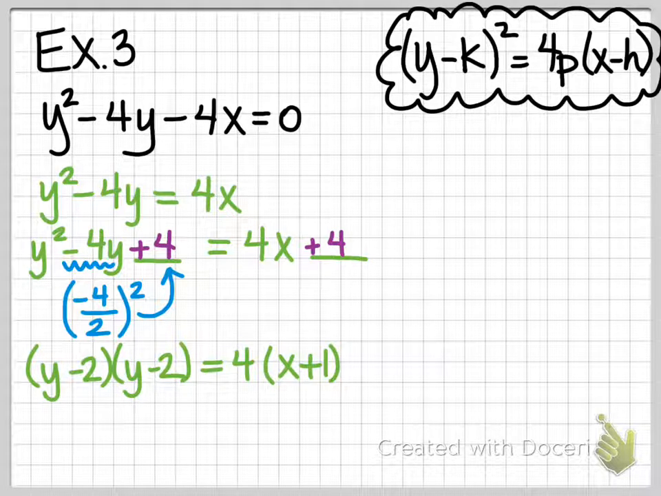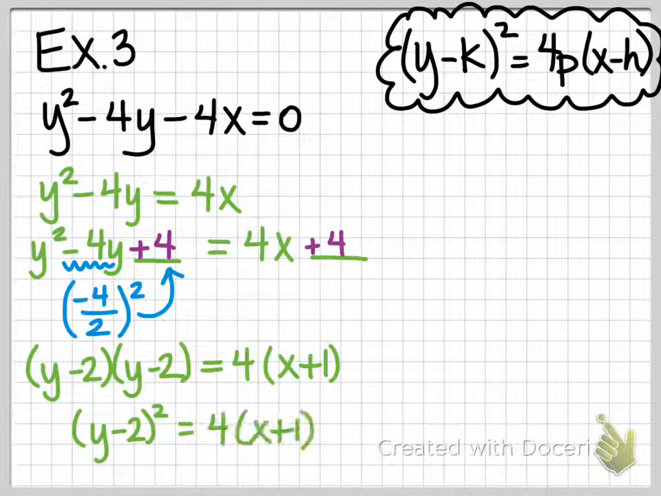On the left-hand side, I can rewrite y minus 2 times y minus 2 as y minus 2 all squared, and then equals 4 times x plus 1. So now that it's in this form, I could find the vertex, axis of symmetry, focus, and directrix. I didn't do that on this problem. We're going to do it on the next one. I just wanted to show you how to complete the square.